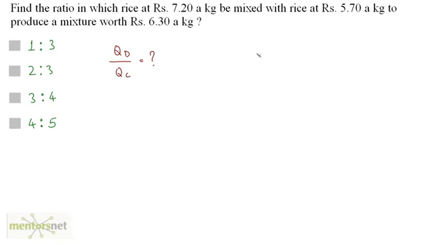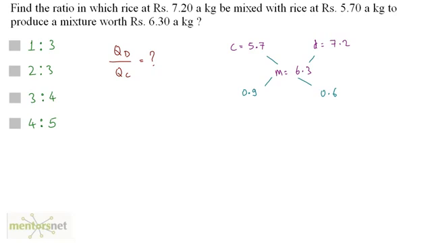Now we have been given the rate of the cheaper rice, which is 5.7 rupees, and the rate of the costlier rice, that's 7.2 rupees per kg. And we have also been given the mixture's price, that is the mean price. So M is equal to 6.3. So on the right hand side I have the difference between C and M, and that is 0.6. And on the left hand side I have the difference between D and M, and that is 0.9.